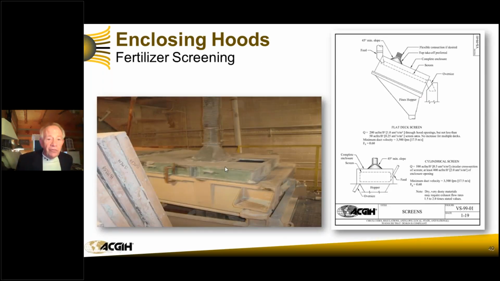Enclosing hoods, another one. This is a fertilizer screening. This is not out of focus. The vibration is happening because this thing is vibrating like crazy. Don't lean up against it. It'll take your hide off. But this is what we use.